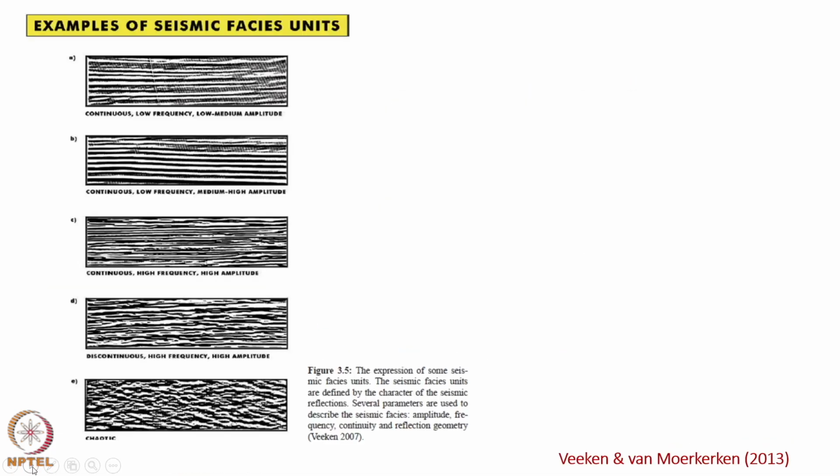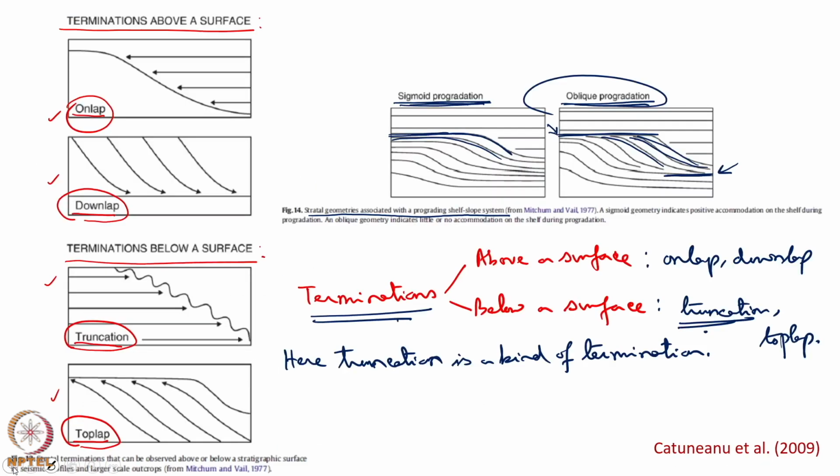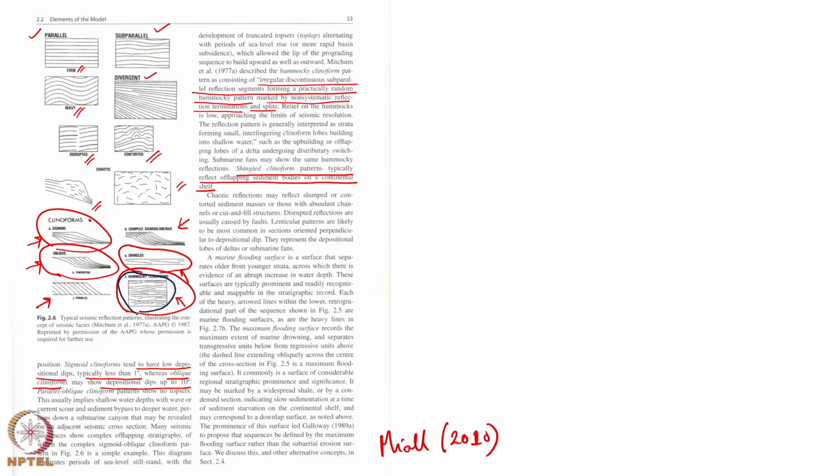The seismic facies units can be presented as: continuous low frequency, low to medium amplitude; continuous low frequency, medium to high amplitude; continuous high frequency, high amplitude; then discontinuous high frequency, high amplitude; and the chaotic facies. The hammocky seismic facies, characterized by short, curved and discontinuous reflections, is presented here. The hammocky one was described in the context of clinoform in this case.